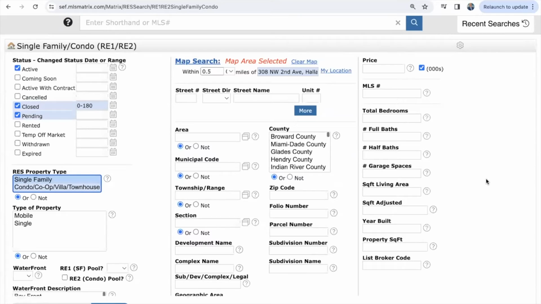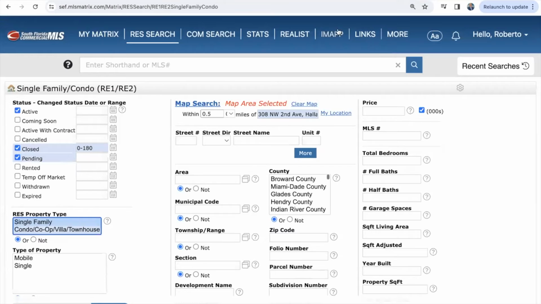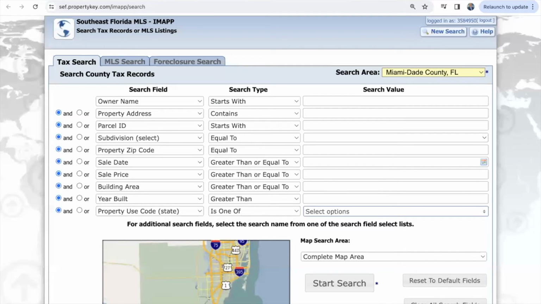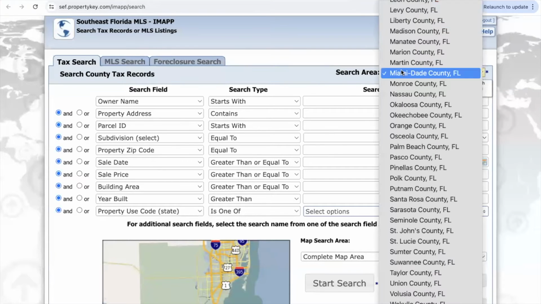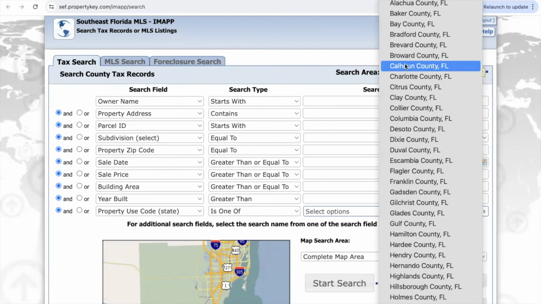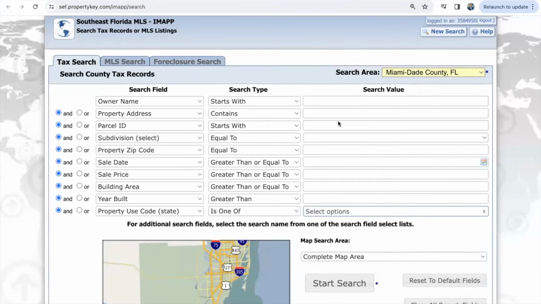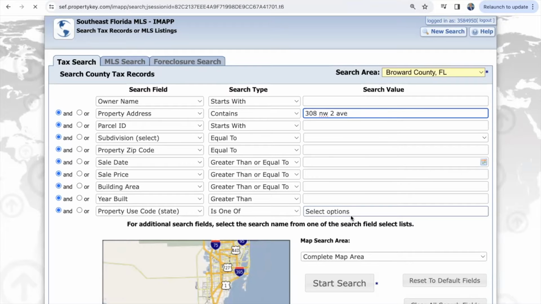Now, I'm gonna take a quick pause here, guys, and show you, if you don't know the size and if you don't know the characteristics of the property, you're gonna use this program up here called IMAP. That's gonna open this here. This is a public record system. We're gonna go here to search area, and we're gonna go to Broward County. Okay. All right, and then we're gonna put in here 308 Northwest 2nd Avenue, and we're gonna hit enter.